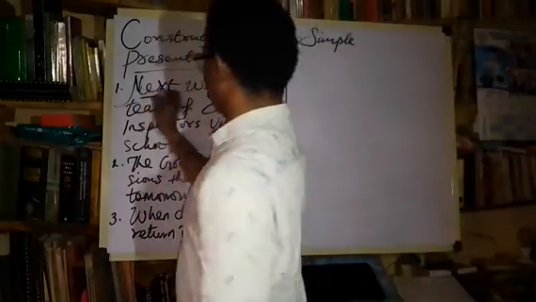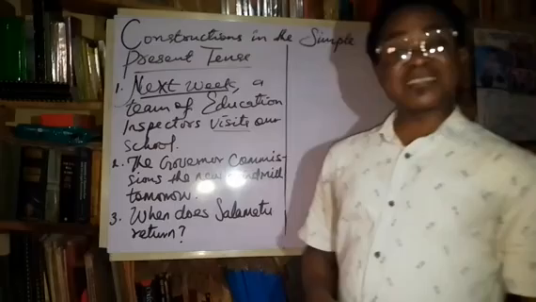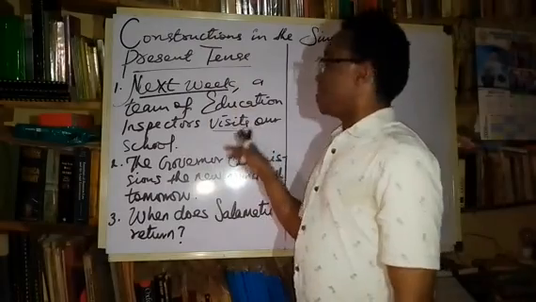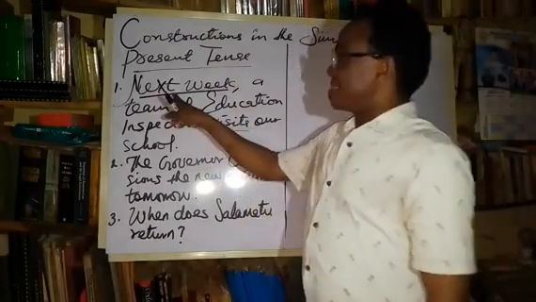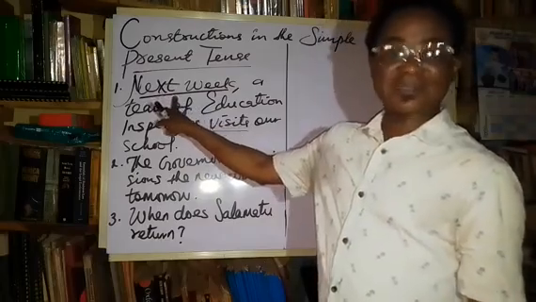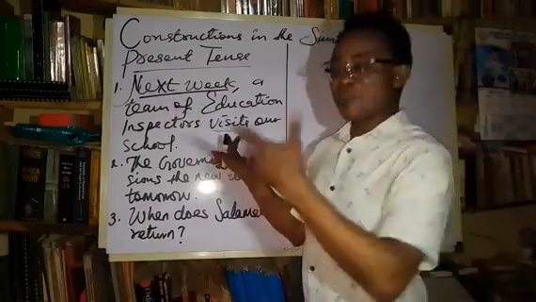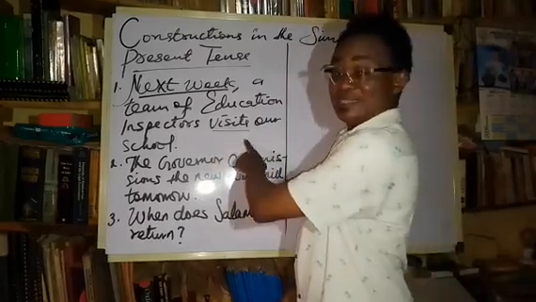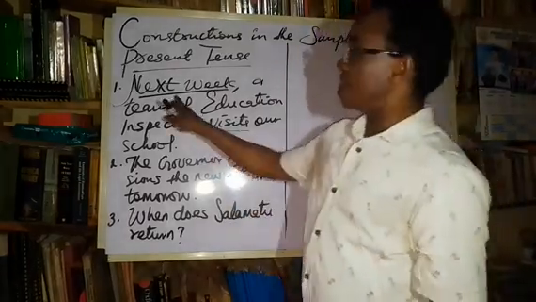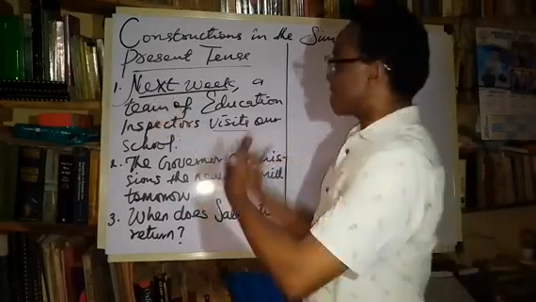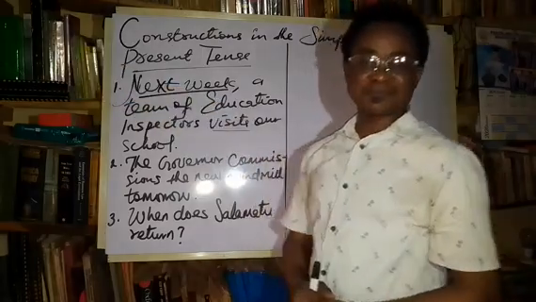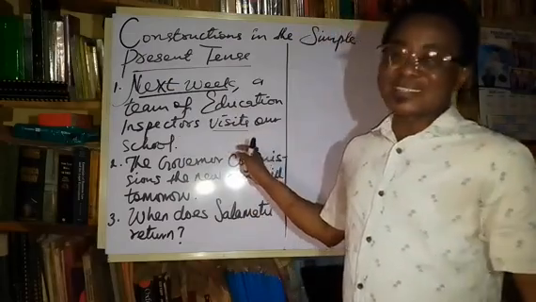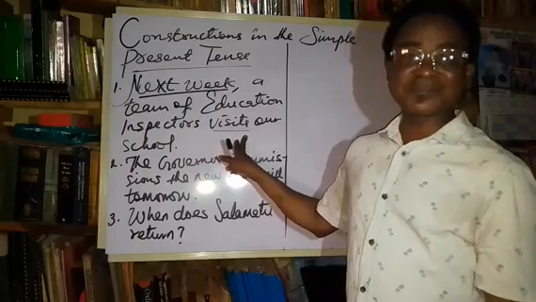Now, the phrase next week, an adverbial phrase of time, tells us the time in the future when a team of education inspectors visits our school. Because of this time expression, next week, the verb visits now functions as simple future tense, even though it is a simple present tense in form. But the inclusion of the phrase next week catapults the action to a future time. Remove next week and the whole sentence is still simple present tense, because that is what the verb represents.